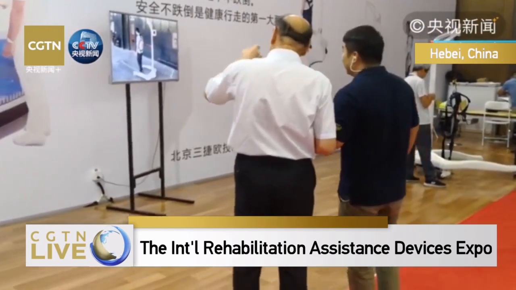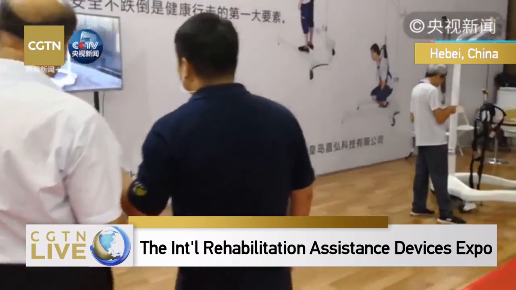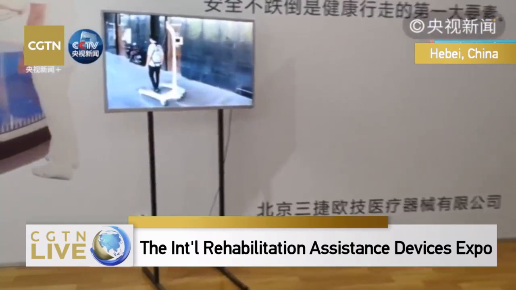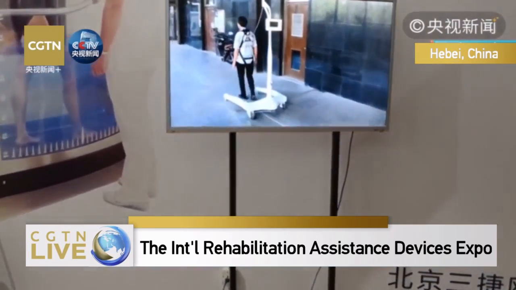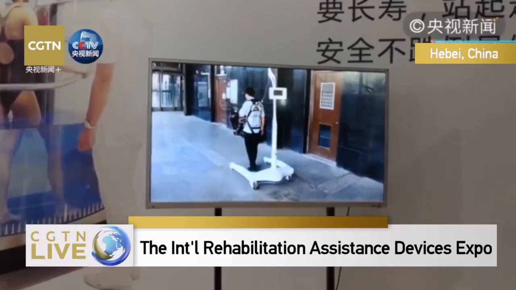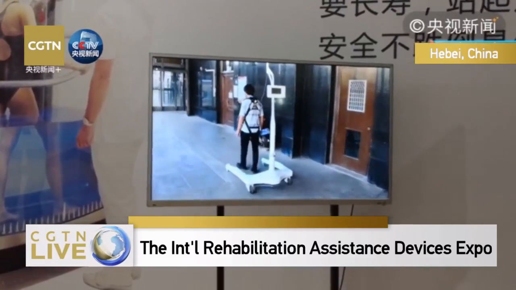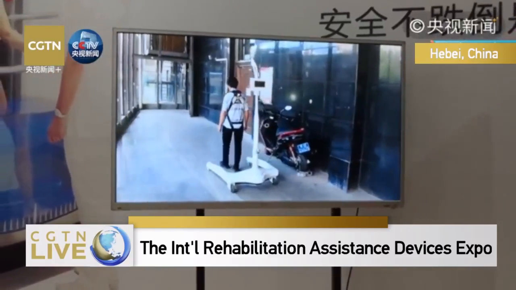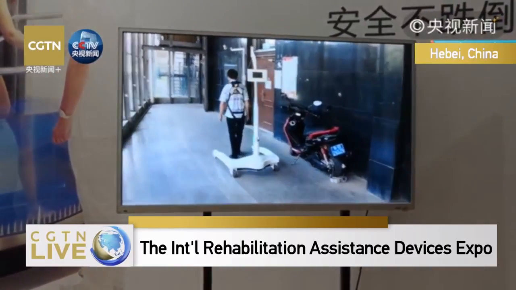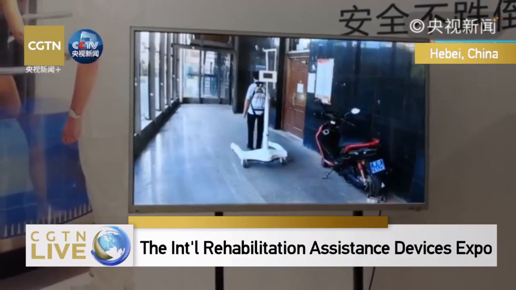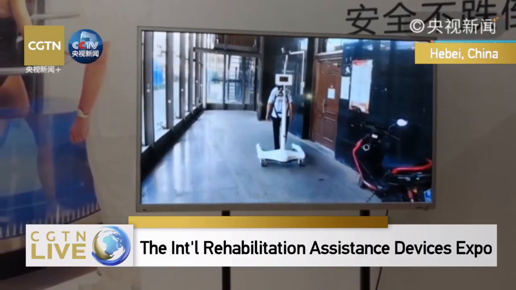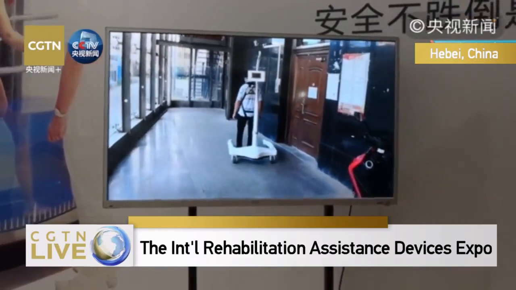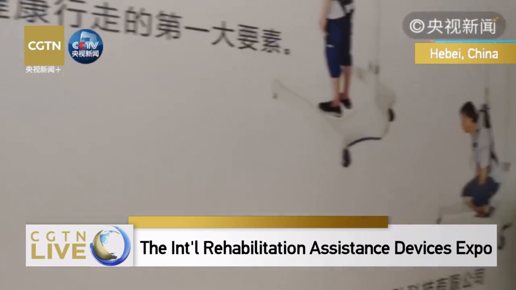Here is a video demonstration of this device. It's also a training device. With this, it can actively prevent the old person from falling down. In a case of tripping over, the shelf will protect the older citizen from falling down.